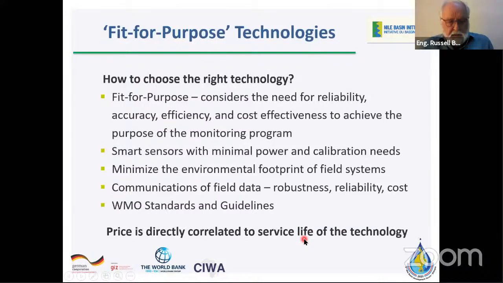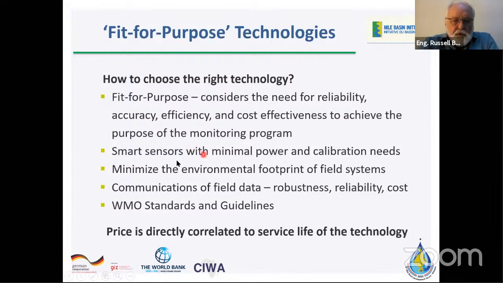The message here is price is directly correlated to service life. Often when we look at technologies, there is a desire to maximize the budget that we have available and buy as much equipment as we can. However, it's sort of a false investment, because in the modern technologies that we're using for the type of work that we do in environmental monitoring, the price is directly correlated to the service life of the technology. So the less you pay for it, the shorter the service life, the more calibration that's required, and the replacement cycle will be much higher.